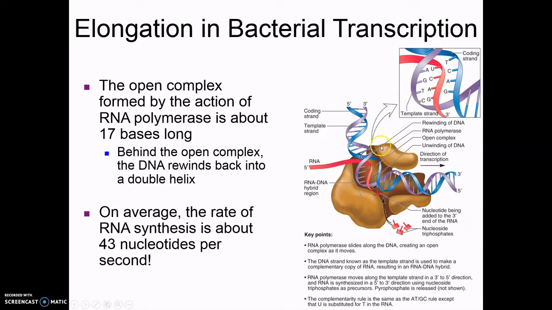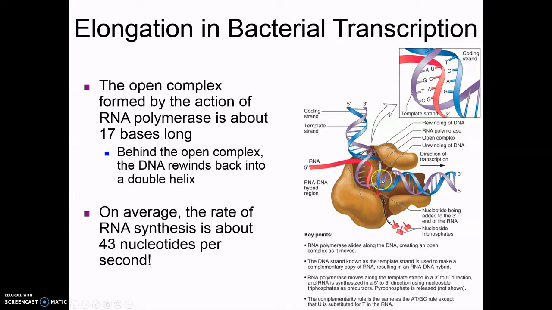So here's kind of a close-up picture of this open complex of the core region moving along a transcript during elongation phase. You can see the 5' end is hanging out. We are adding on to the 3' end. So net, we are moving from a 5' to 3' direction. Normal synthesis.